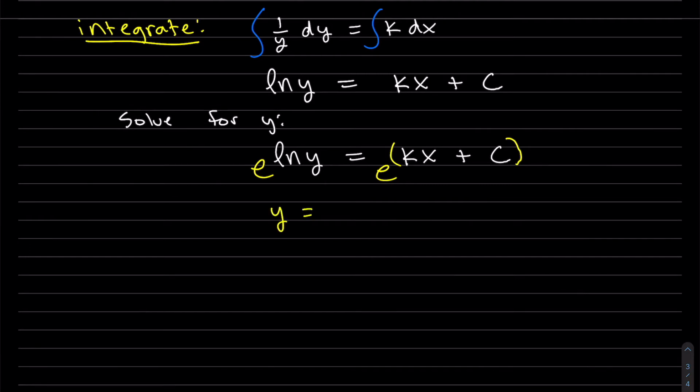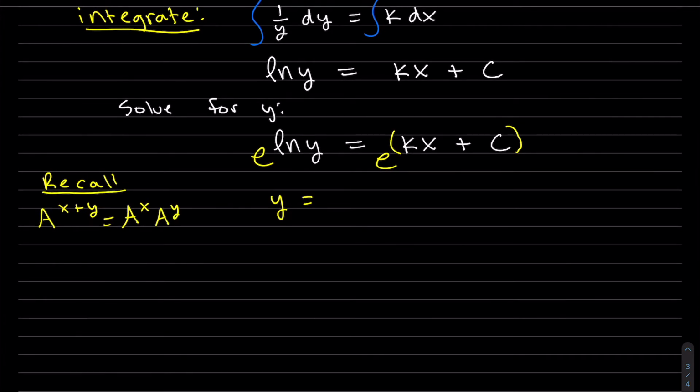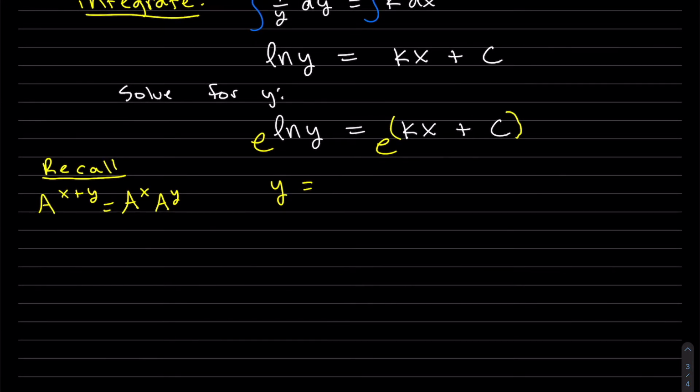There's our goal. Recall a to the x plus y is equal to a to the x times a to the y. So this is basic exponential properties. If you have the same base, you add the exponents. Well, we have the exponents already being added, so we can basically say this is e to the kx times e to the c. We do this quite frequently in this class, so we need to be an expert at these exponential properties and logarithm properties too.